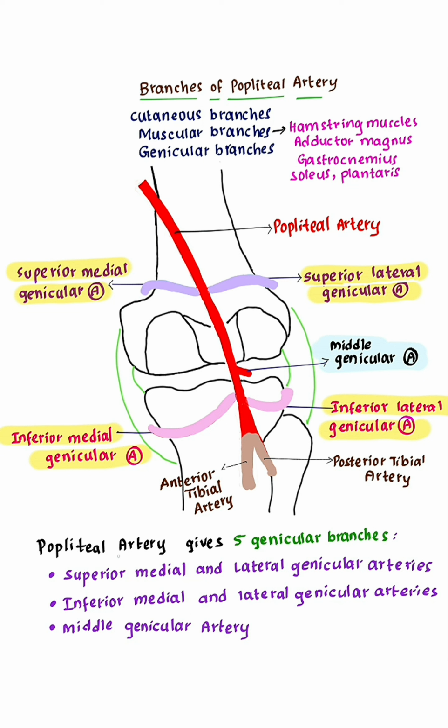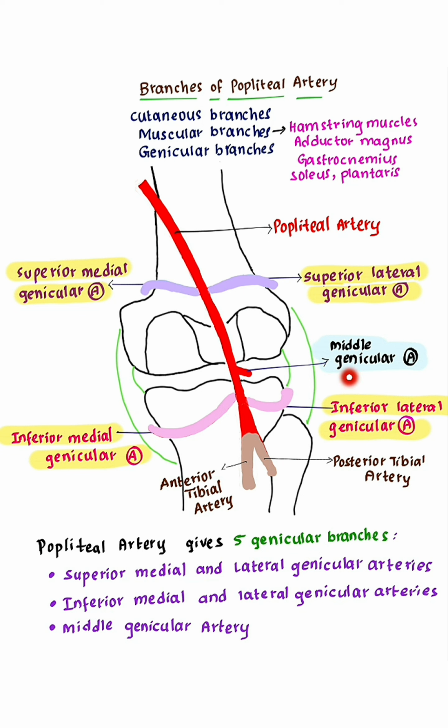Genicular branches. Popliteal artery gives 5 genicular branches: superior medial genicular artery, superior lateral genicular artery, inferior medial genicular artery, inferior lateral genicular artery and middle genicular artery. Superior medial and lateral genicular arteries wind around corresponding sides of femur immediately above corresponding femoral condyles. They lie deep to hamstring muscles.